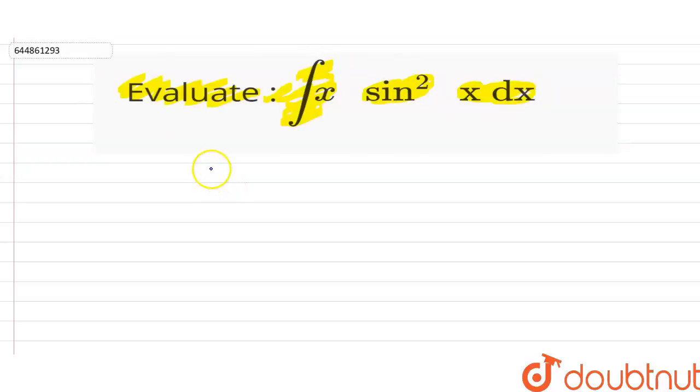The question says: evaluate the integration of x sine square x dx. So we have to find the integration. Let it be equal to I, the integration of x sine square x dx.